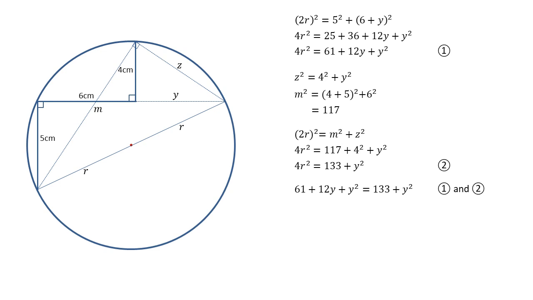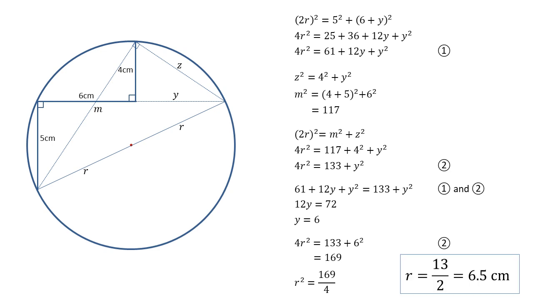Then subtracting 61 and y squared from both sides, we get that 12y is equal to 72, hence y is equal to 6. We can now put this into either equation 1 or 2. I'm going to put it into equation 2 just because it's smaller. So 4r squared is equal to 133 plus 6 squared. There's our y value. So that's 169. So r squared is equal to 169 over 4. As r is a length, it must be equal to the positive square root of this. So r is equal to 13 over 2, which is 6.5 centimetres.